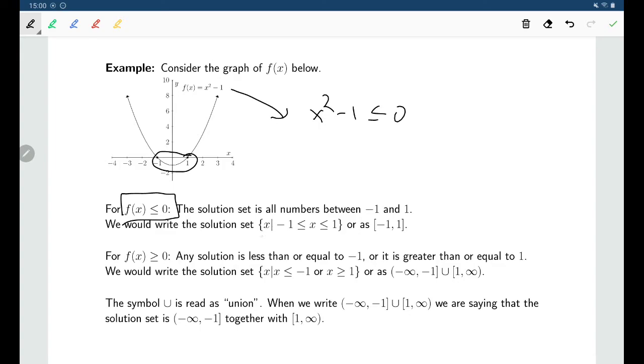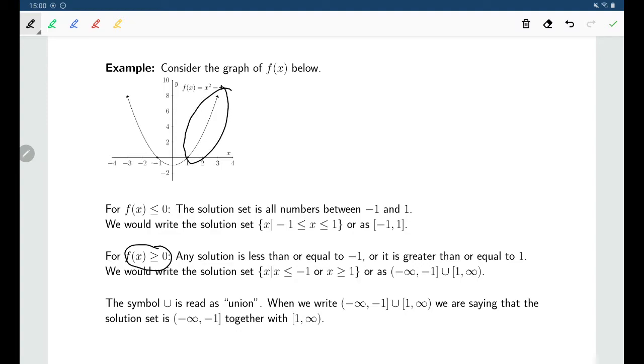You can say that either in set notation or interval notation. If you were interested in f of x being greater than or equal to 0, then you'd be interested in where you're at the x-axis or above it, and that would be everything up to -1 or after +1. Again, you can express that in set notation, or you can express it in interval notation.